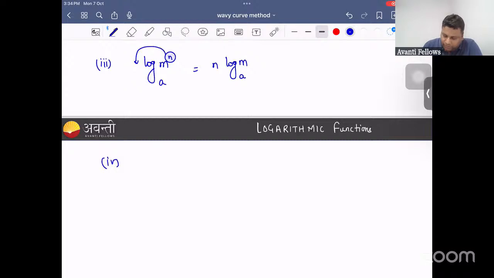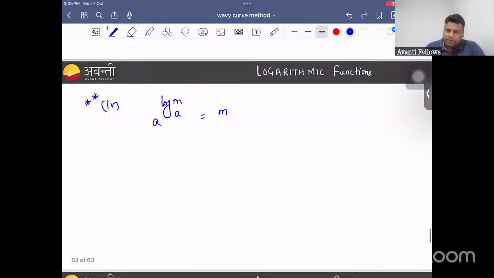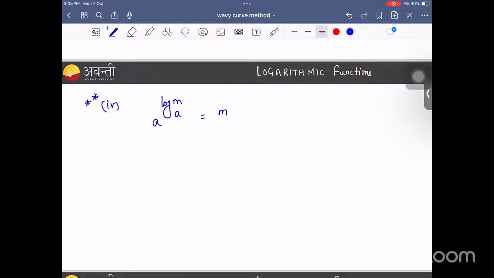Now there's a fourth one, a to the power log m base a. If it is like this, these both a will cancel out, you get answer as m. Very, very important. This is very useful in 12th class. A to the power log m base a is m. Got it? Just give me a moment, you copy these things.